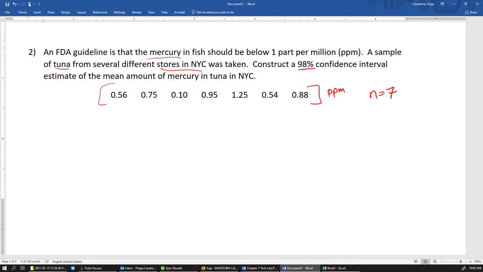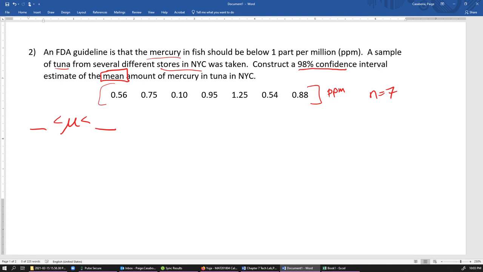So based on this sample, we're supposed to construct a 98% confidence interval for the mean amount of mercury in tuna in New York City. So again, first question, what are we trying to estimate? Here, this is going to be an estimate for the mean of the population. So my goal is to come up with a range or an interval of values from an estimate for how much mercury is in tuna in New York City.